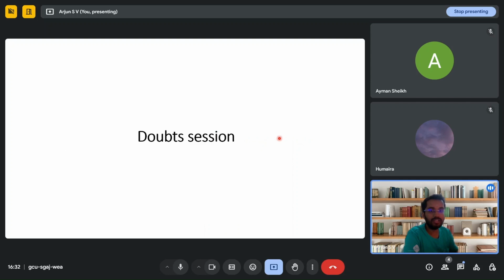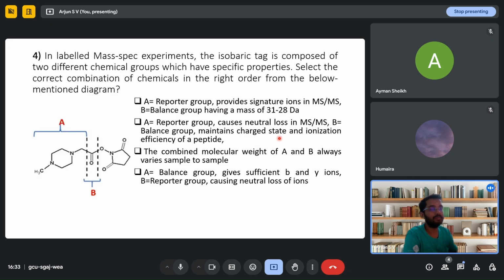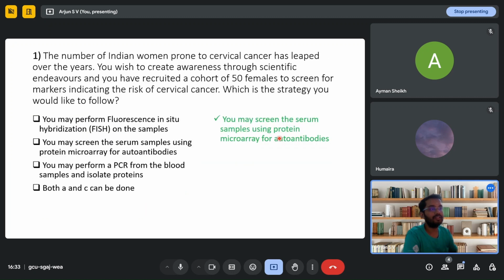So that's all I have for the doubt session. That's all I have for the discussion of the assignment answers. I can go back to the first to just give a recap of all these answers. So the first question, to screen the 50 females for cervical cancer risk factors, you can use the serum samples using protein microarray. The option is B.